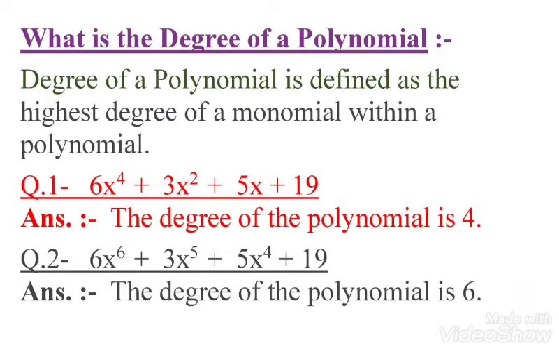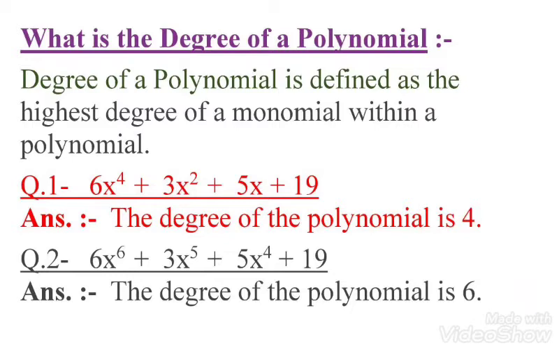Now, what is the degree of a polynomial? Degree of a polynomial is defined as the highest degree of the monomial within a polynomial. It means we have to check the terms. As in question number 1, it is 6x to the power 4 plus 3x square plus 5x plus 19. We have to check which term has the highest power. In question number 1, it is 6x to the power 4. Therefore, the degree of the polynomial is 4.